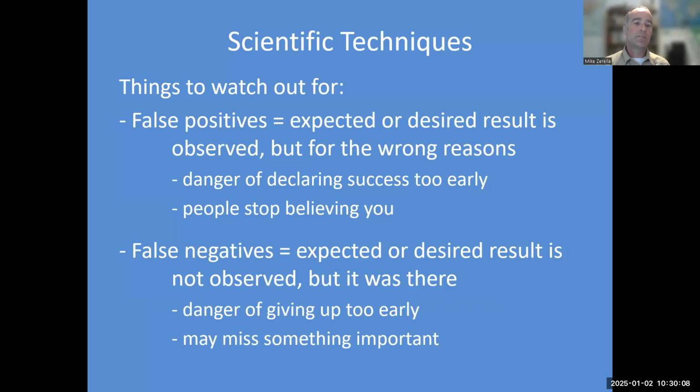Okay, so some things to watch out for, especially when we're talking about the causes for certain effects, are these two things: false positives and false negatives. So a false positive is when we get a specific result, we get an effect. Maybe it's the expected or the desired result, maybe not, but we get an effect and we observe it, we measure it, but it turns out that for some reason, it's not really what we thought it was.